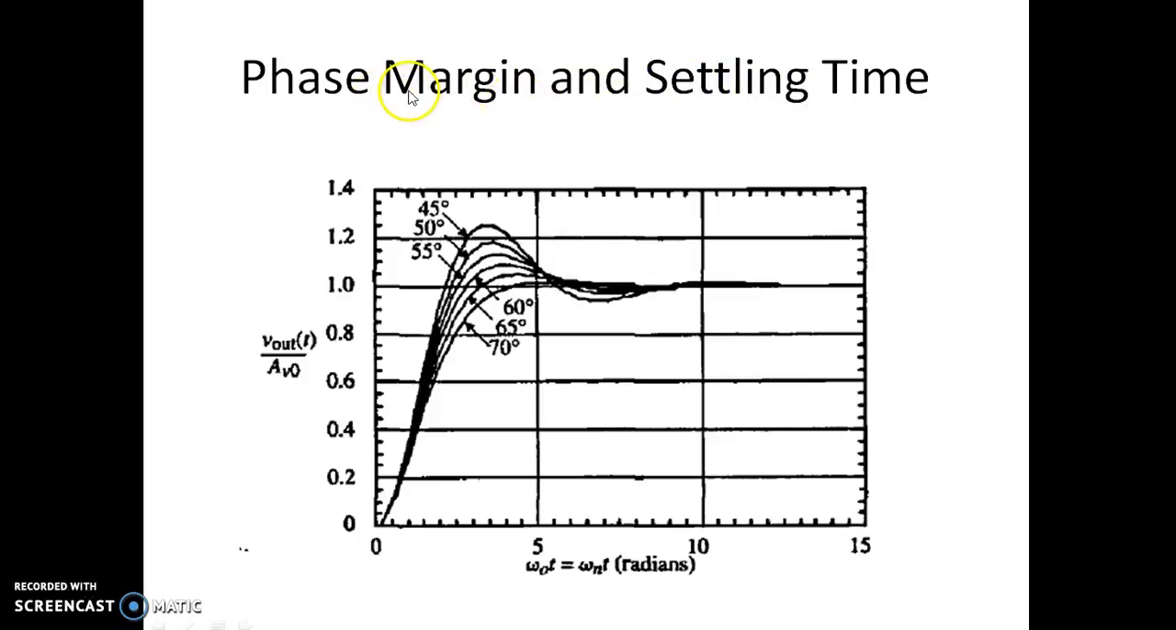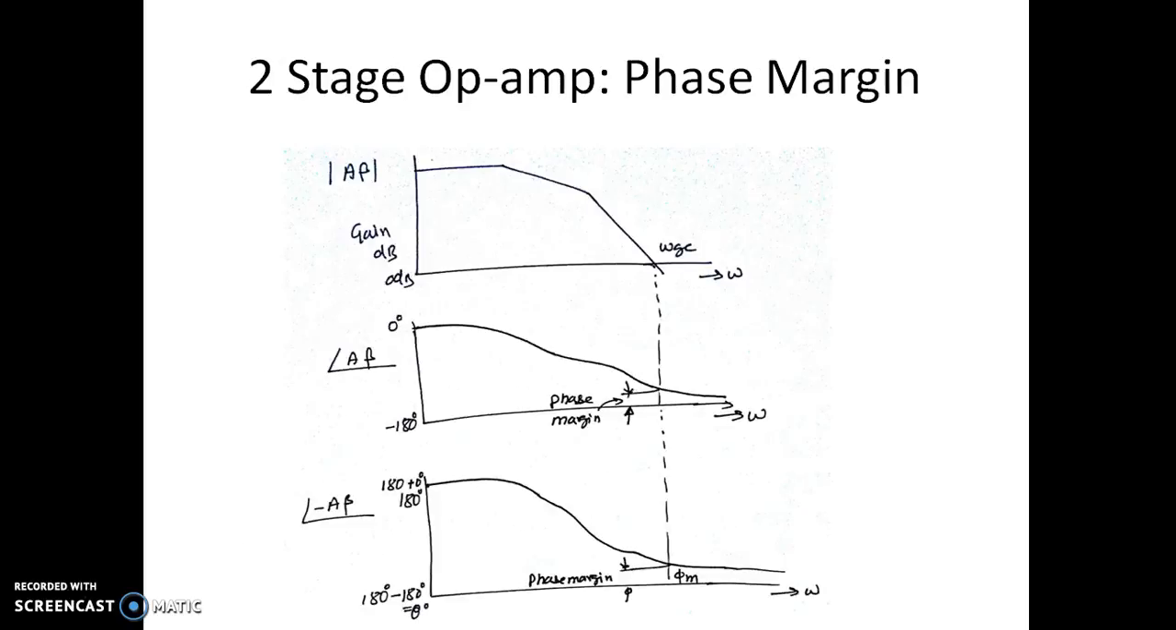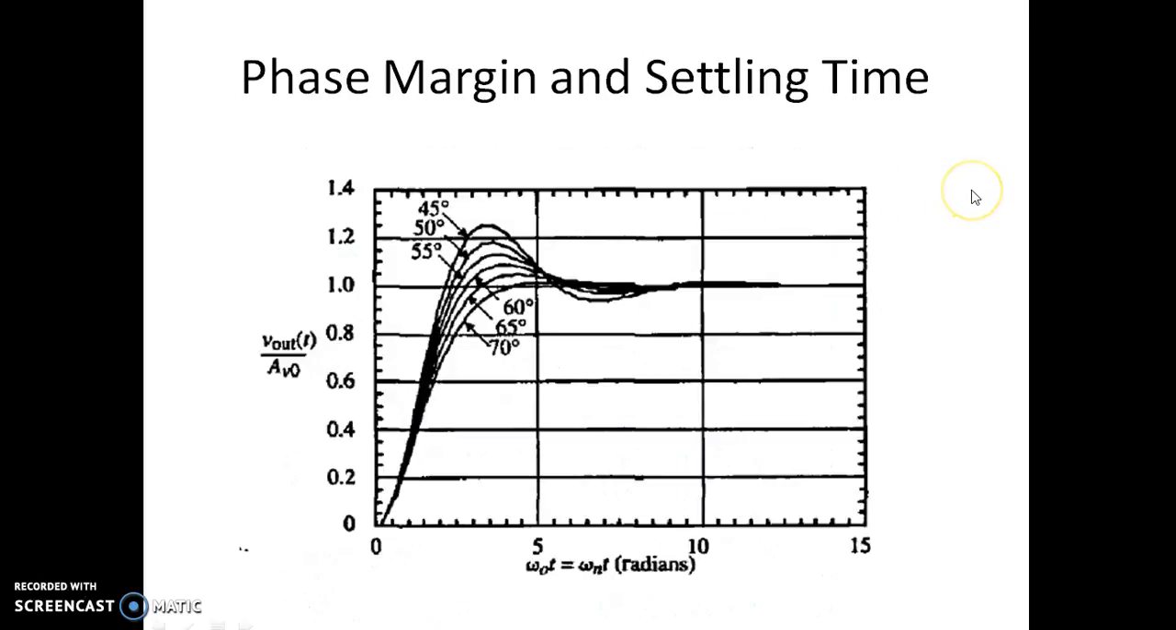If the phase margin is more, then the settling time is less. So we need to design the op-amps such that the settling time is as small as possible so that it will settle down very soon. That requires a larger phase margin. But in the previous two-stage op-amp, we found that the phase margin is very, very small, like 10 degrees. That results in a very large settling time. So we are supposed to now improve the phase margin so that we can reduce the settling time.